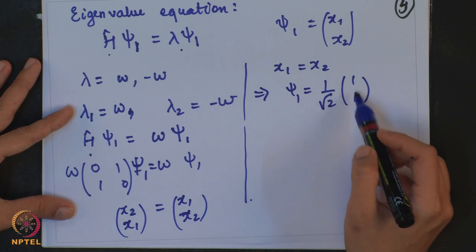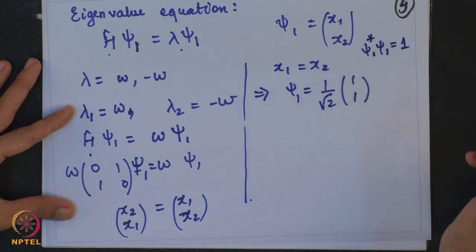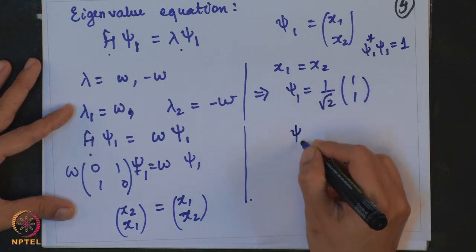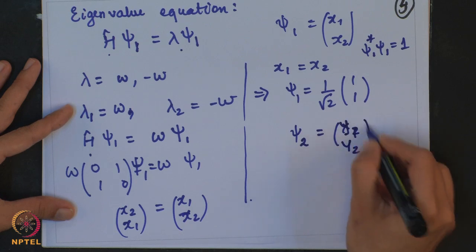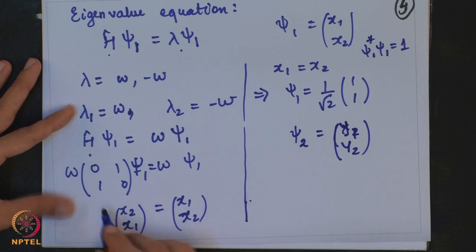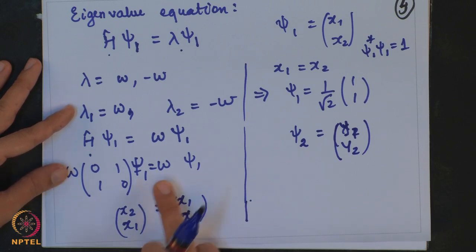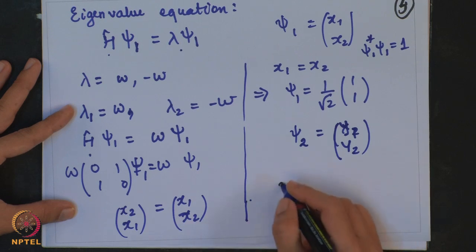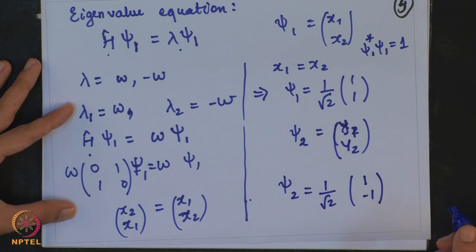So, how do I get the values of x here? Again, I will use the normalization condition. Psi 1 star psi is 1, then you find out the normalization factor and then you calculate this. Now, again this is for psi 1, so let me call psi 2 as some y 1 and y 2. For the same way, when you substitute for psi 2, your lambda 2 is minus omega. So, you will have x 2 as minus x 1 and x 1 as minus x 2. So, if your x 1 is 1, then your x 2 is minus 1. So, your psi 2 will be 1 by root 2 times 1, minus 1. This is the way you can write.